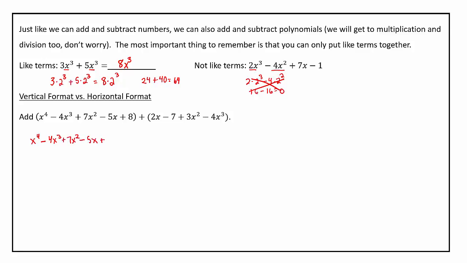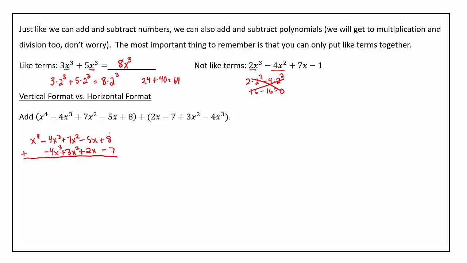We go ahead and write that down, and then underneath that we're going to write the second polynomial, but we're going to do it in such a way that our terms match up. So the 2x doesn't go at the beginning, it goes underneath the negative 5x, and I'd put a plus because 2x is positive. The negative 7 goes underneath the 8 because those will be like terms. The 3x squared goes underneath the 7x squared. And the negative 4x cubed goes under the other negative 4x cubed. So what we just did is we actually put the second one into standard form while we were at it.